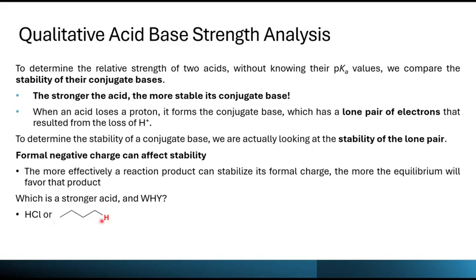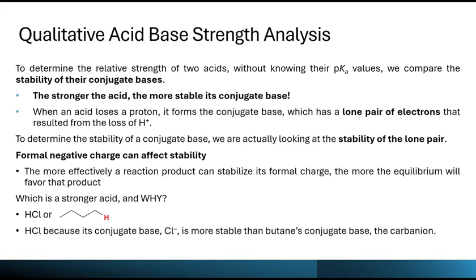This is butane. Consider what happens when H plus is lost in both cases. We will end up with Cl minus and a carbanion. Cl minus can hold that negative charge a lot better than carbon can, so HCl should be the stronger acid. HCl, because its conjugate base, Cl minus, is much more stable than butane's conjugate base, the carbanion.